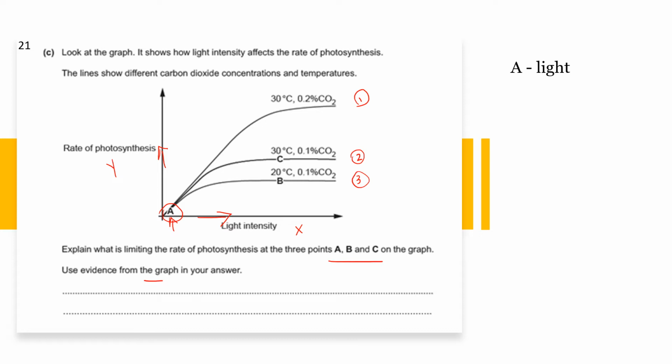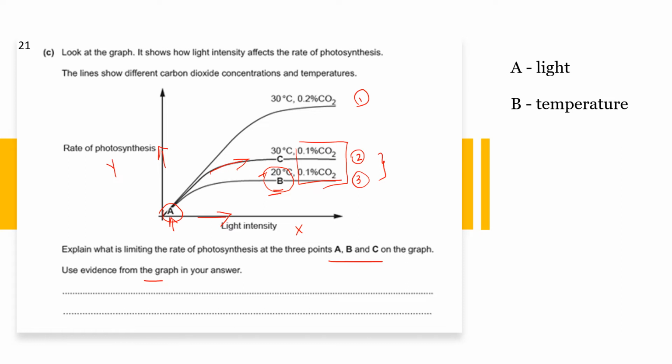Now we will look into the limiting factor at point B. For this, we are going to compare graphs 2 and 3. Graphs 2 and 3 have the carbon dioxide concentration at the same level, that means 0.1%. But the temperature in graph 3 is 20 degrees centigrade and graph 2 is 30 degrees centigrade. When you compare these two graphs, when the temperature increases, the rate of photosynthesis also increases. Therefore, the limiting factor at point B is temperature.